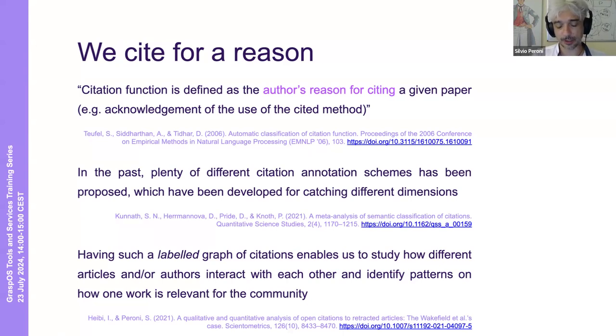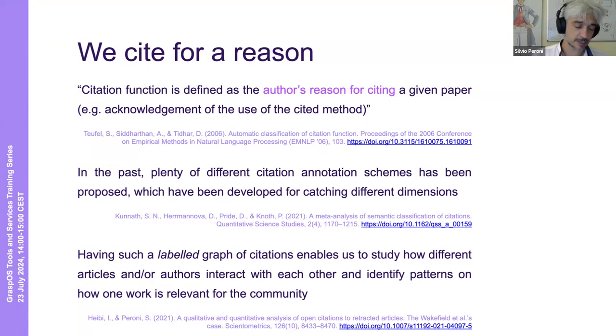In order to model the different kinds of reasons, the different semantics that a citation may have, the actual intents or citation intent, several researchers in the past have developed annotation schemes that have been proposed for labeling citations semantically according to different dimensions. In the article that I've just linked there, the one by Kunat et al., there was a very good summary of the major annotation schemes that have been developed in the past 30 years to be used by researchers.